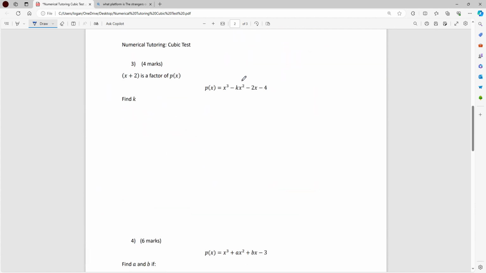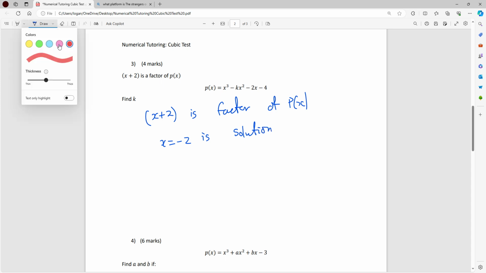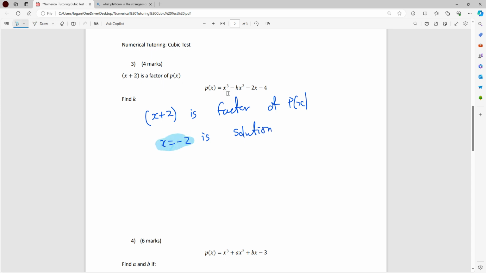So question 3. 4 marks. So x plus 2 is a factor of p of x. And p of x is given as x cubed minus kx squared minus 2x minus 4. Find k. Okay, so there's a couple ways you can do this. Now, if x plus 2 is a factor of p of x, then x equals negative 2 is a solution. So if you substitute this into x here pretty much, you should get 0. So that means p of negative 2 must be 0.